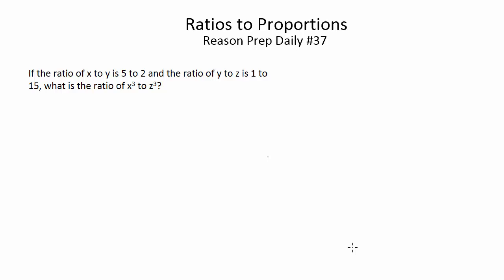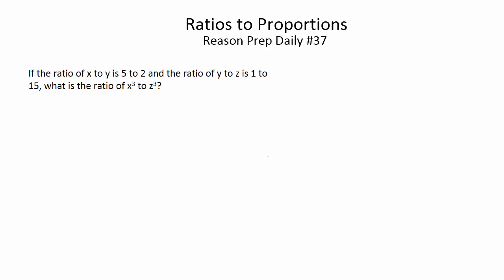Go ahead and try this question. If the ratio of x to y is 5 to 2, and the ratio of y to z is 1 to 15, what is the ratio of x cubed to z cubed?